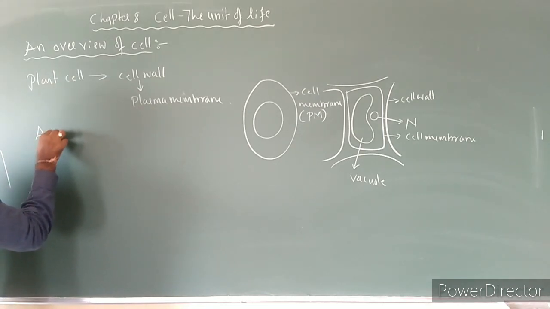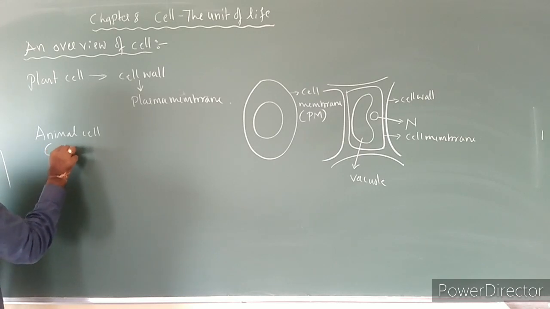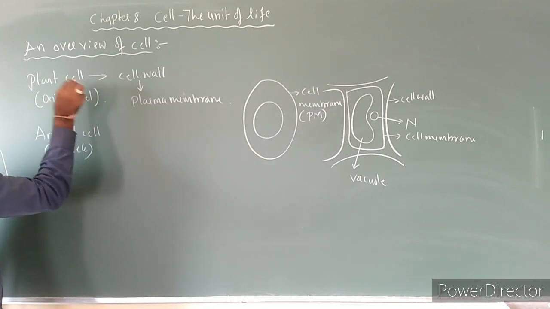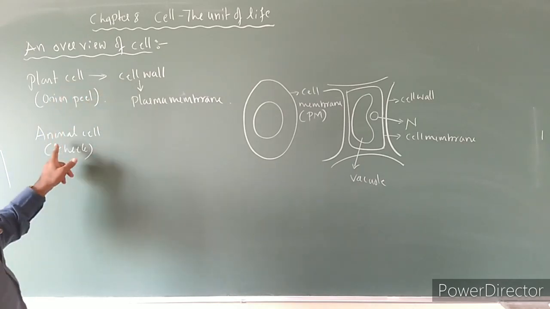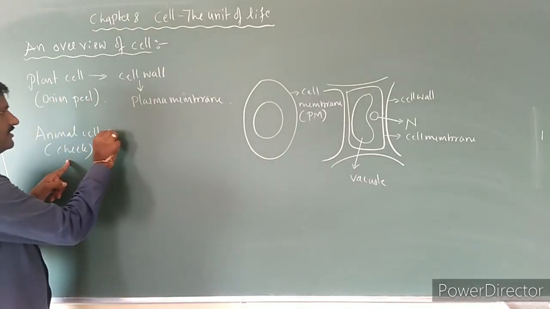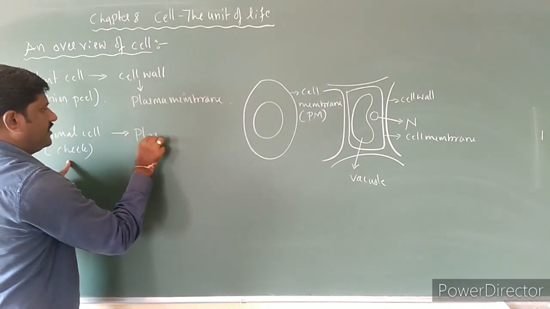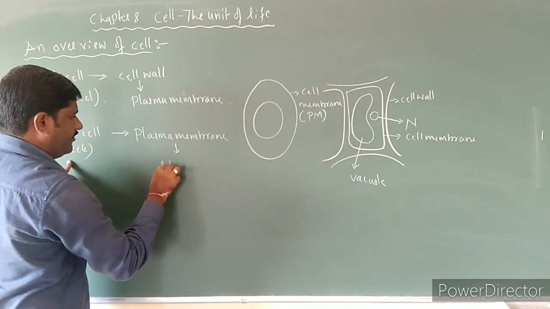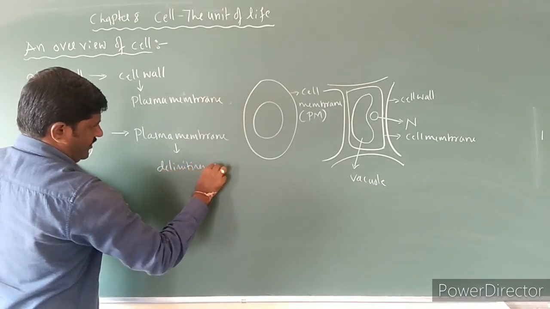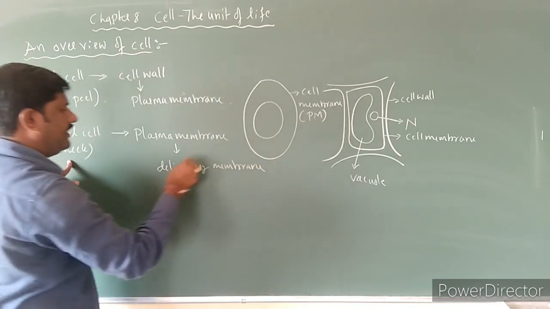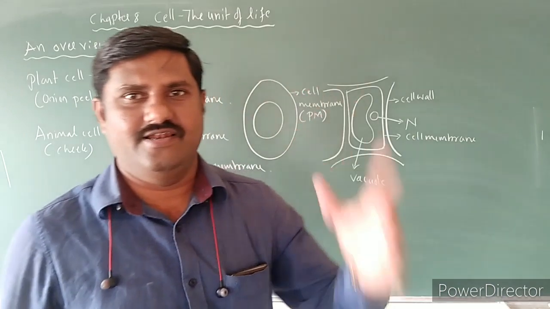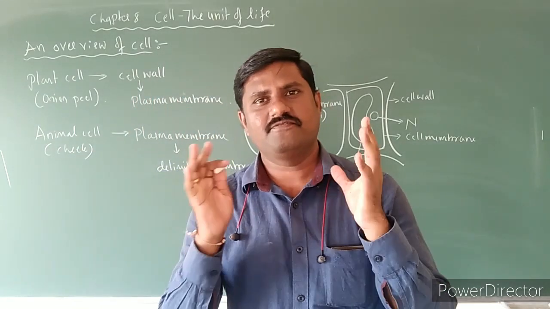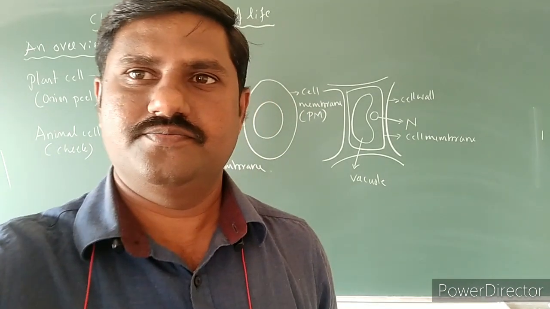And whenever you consider the animal cell, that is the human cheek cell, and the onion peel from which we saw the plant cell, in that there is a definite boundary which is the plasma membrane. This is the delimiting membrane of this cell. So this is the fundamental fact that we should know.